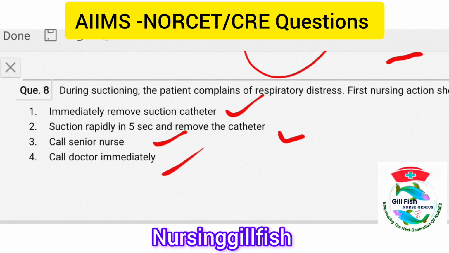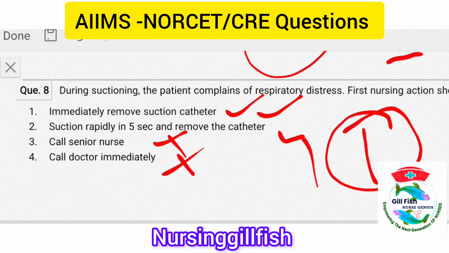Whenever the person is having respiratory distress during suction, what do you have to do? Shall I call the doctor or nurse? That should be wrong. You have to immediately remove the suction catheter from the patient. So option 1 will be the correct answer. Okay, fine. Because otherwise it will make the breathing difficulty worse. After removing the suction, you must apply oxygen. Don't forget, you have to administer the oxygen also.